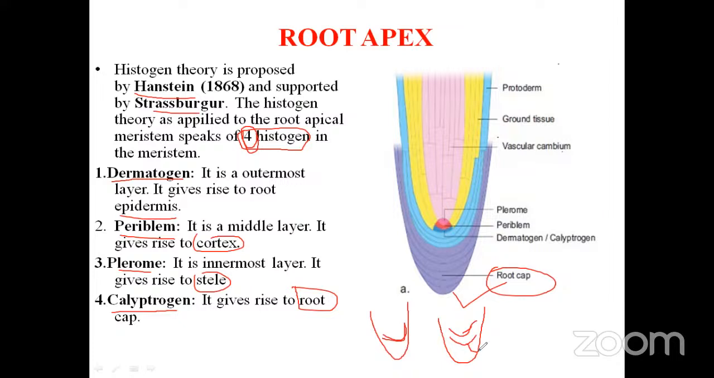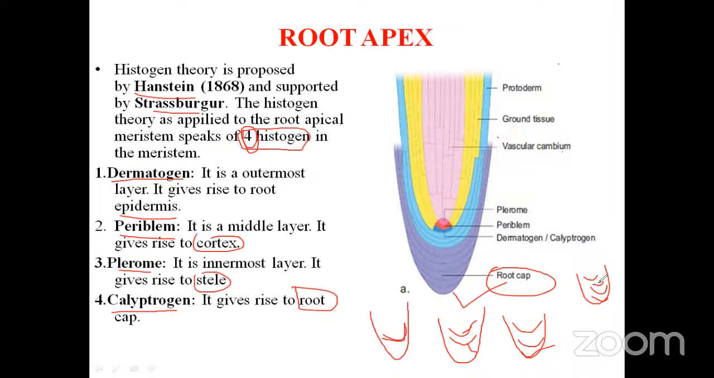Common type. The common type is present in dicots. In this, three rows are present: one, two. And in monocot, four rows. This is dicot: one, two, three, four. So anyway, these are the development of root.